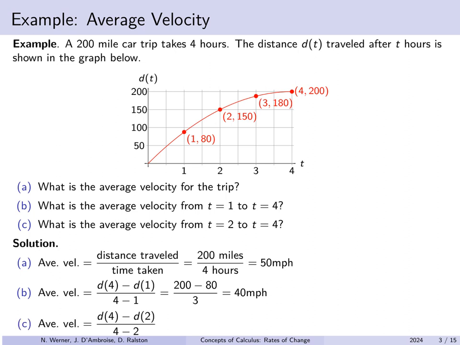Finally, just looking from t equals 2 to t equals 4, we would compute the distance at time 4, subtract the distance at time 2, but now we will divide by 4 minus 2 for the total time between hours 2 and 4. This gives us an average of 25 miles per hour over that time interval.